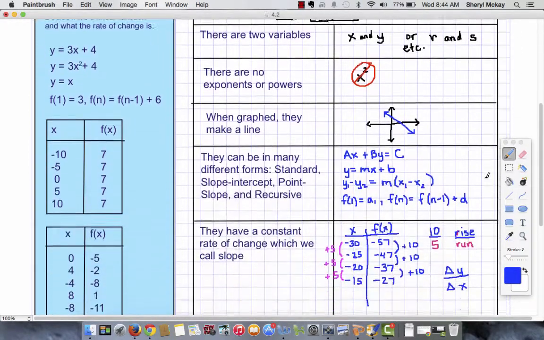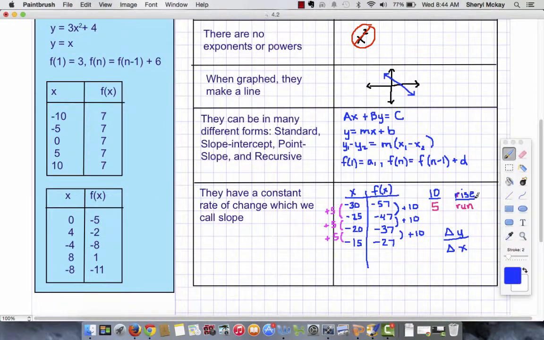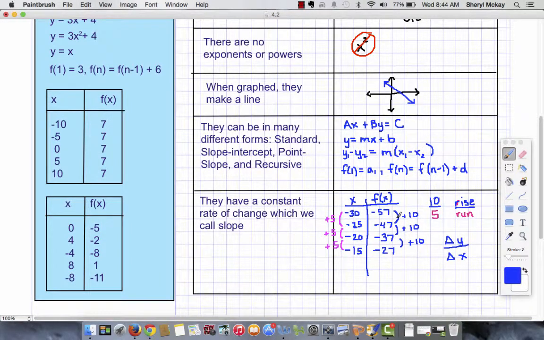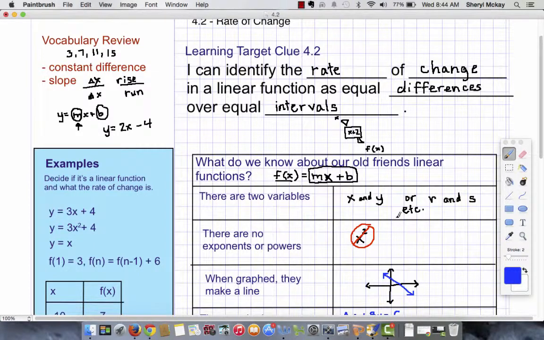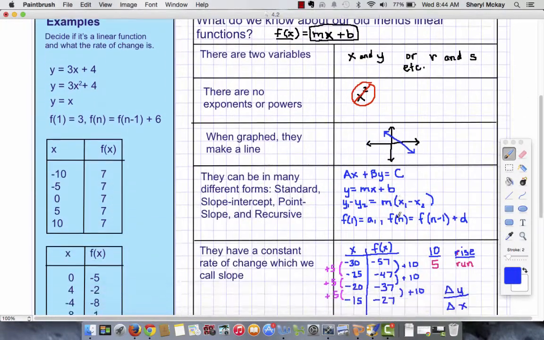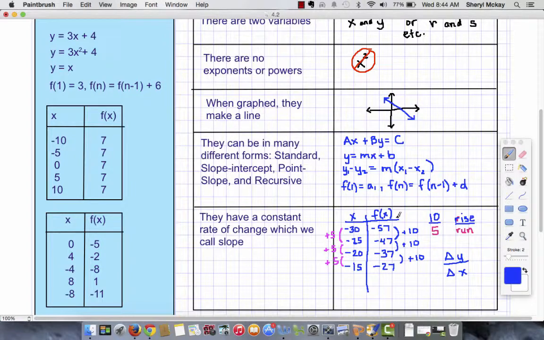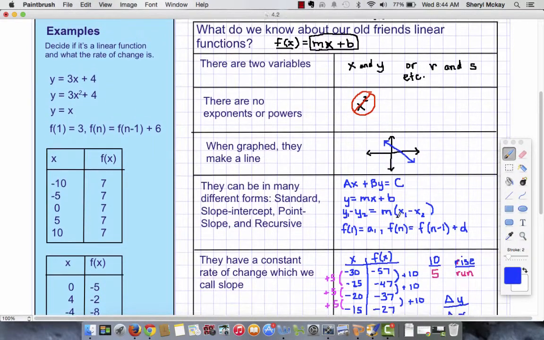Well, that's exactly what we're doing. The rise is the change in y over the change in x, or what did we do from one value to the next value, from the f of x to the next f of x. So what we're looking at is the constant rate of change, and we call it slope in a linear equation when we're graphing it, but we can also call it equal differences over equal intervals. All right? So now all we need to do is just do a little practice with that and make sure.